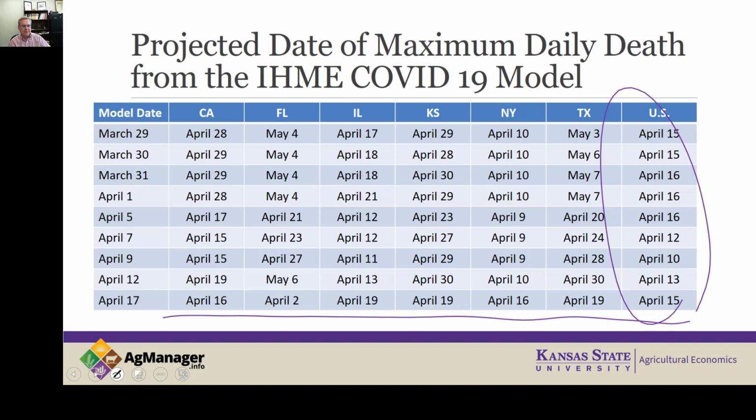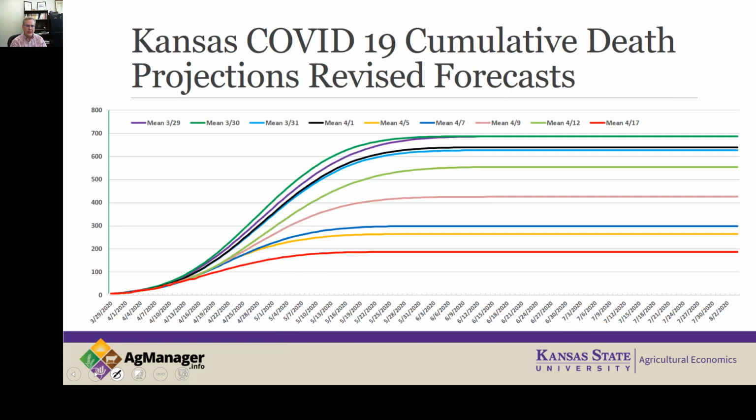But you can see how these bounce around. In terms of Florida, from the April 12th model to the April 17th, it went from May 6th to April 12th. Early on, it was May 4th. Texas, same type of thing early on. May 7th was kind of the peak day in the model, and now the model suggests that April 19th was. So in some respects, the more recent model suggests that we have reached the peak in each of these states plus the U.S.